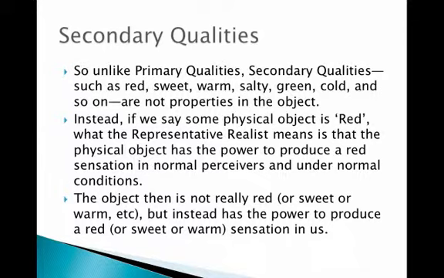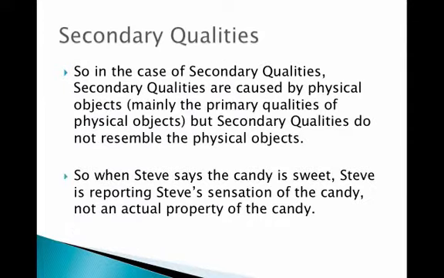Okay? So just because it causes a red sensation in us doesn't mean that it's actually red, right? That's what the representative realist will say. Again, a physical object can cause a red or a warm sensation, sensory idea in us without it being actually red or warm. It just has the power to produce it. So secondary qualities are caused by physical objects, mainly the primary qualities of physical objects, but secondary qualities do not resemble the physical objects.